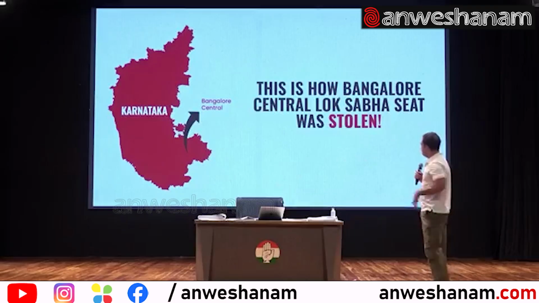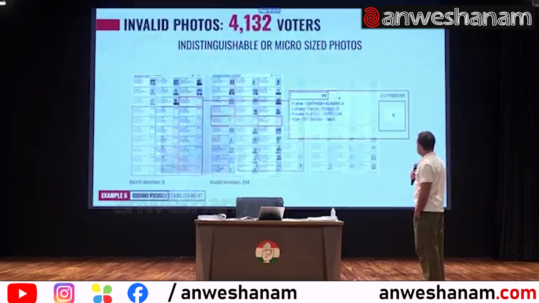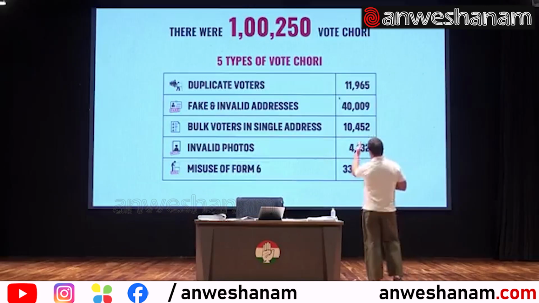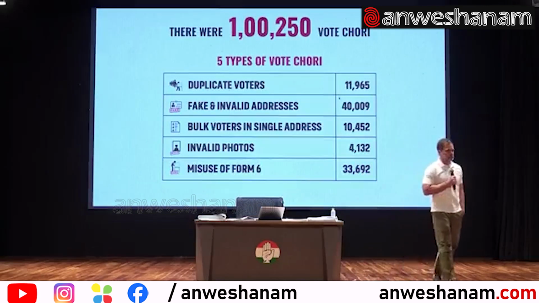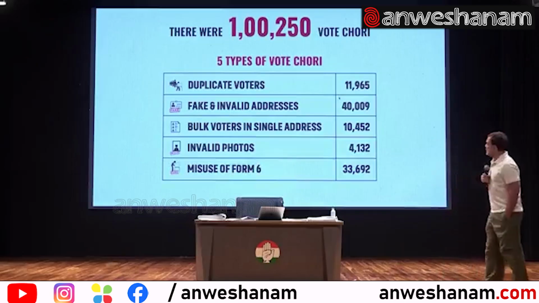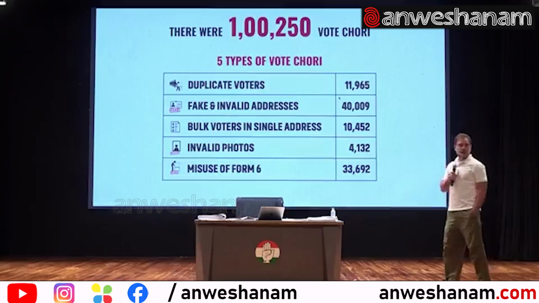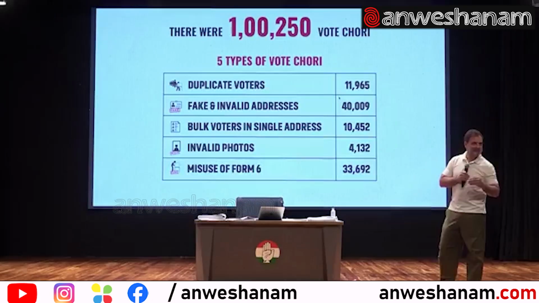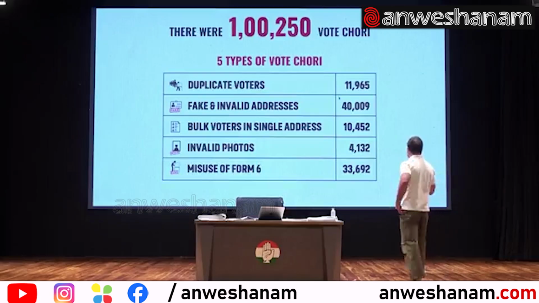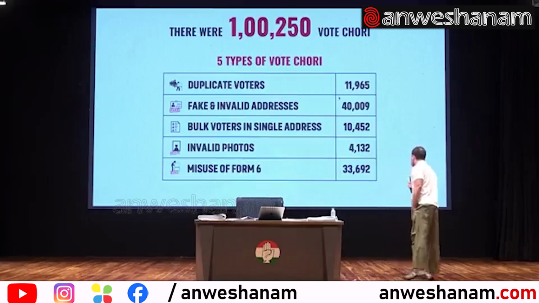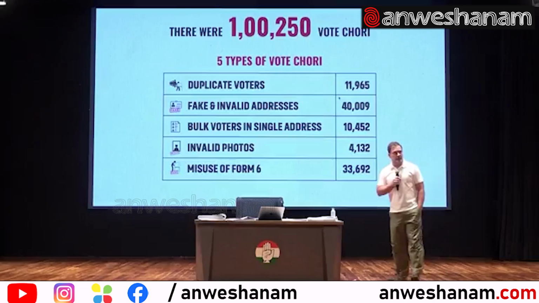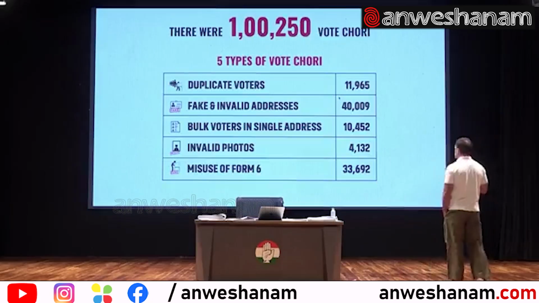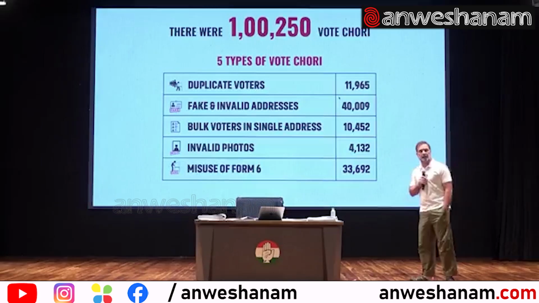Just take me back to the numbers. 1,250,000 stolen, election won in one assembly. Duplicate votes 11,965. Menu de raha hoon na aapko. Dessert, starter, right? Duplicate voter 11,965. Fake and invalid addresses 40,009. Bulk voters in single address 10,452. Invalid photos 4,132. Misuse of Form 6 33,692.